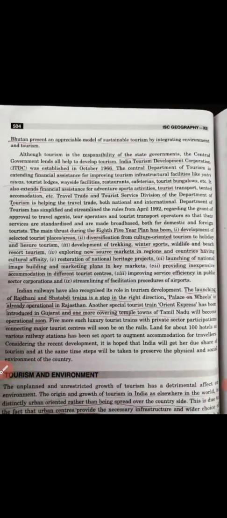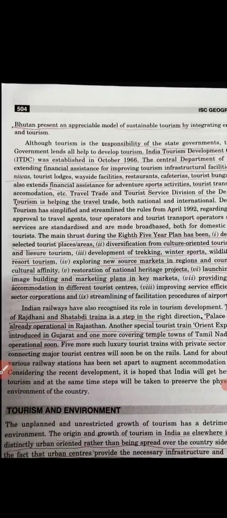It's surprising that many small-sized countries are developing well in this field. Like Malaysia, Indonesia, Hong Kong, Singapore, they attract more tourists as compared to India. Even in terms of quality, the diminutive countries like Maldives and Bhutan present an appreciable model of sustainable tourism by integrating environment and tourism. Bhutan is a good example of tourism. It's a very good place because of the government of that country.